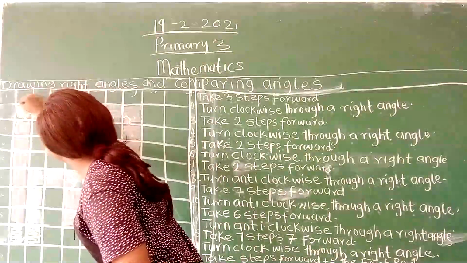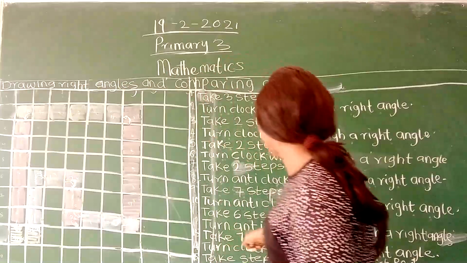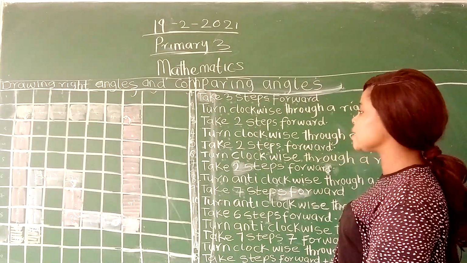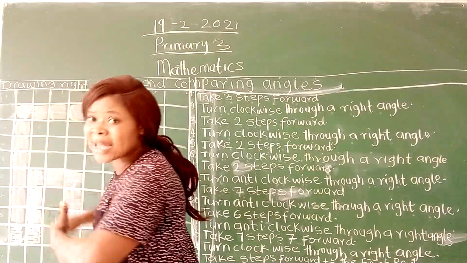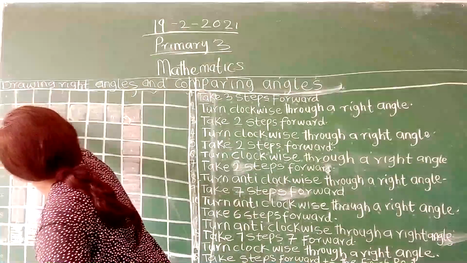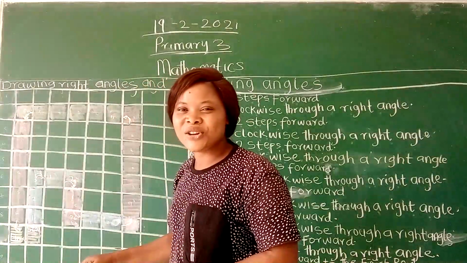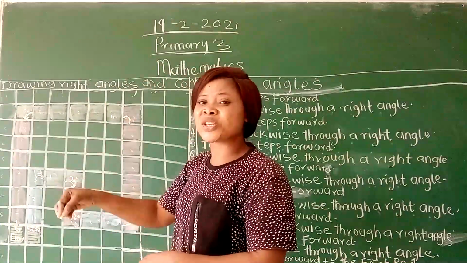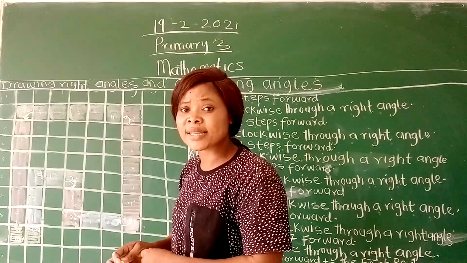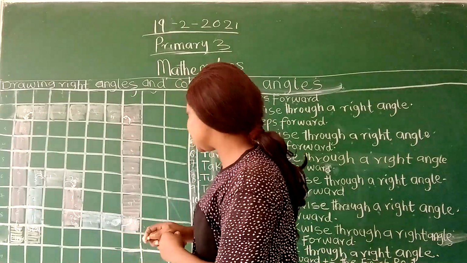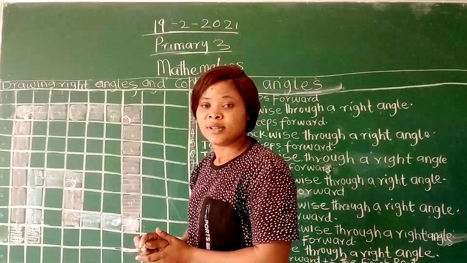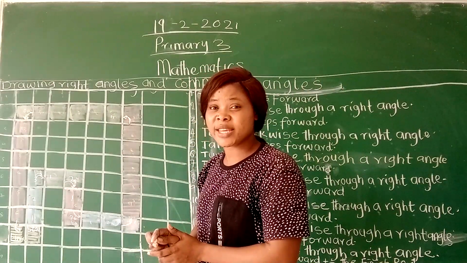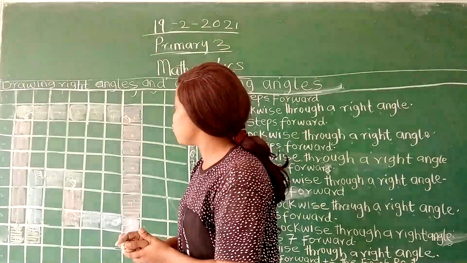Good. The 12th point said, turn anti-clockwise through a right angle. So we turn again because we are still on the left point. Watch. On the left point, anti-clockwise through a right angle. Have you turned? Good. Do the turning, mark it in your book. Now use your colors and shade the 6 squares that we've colored.